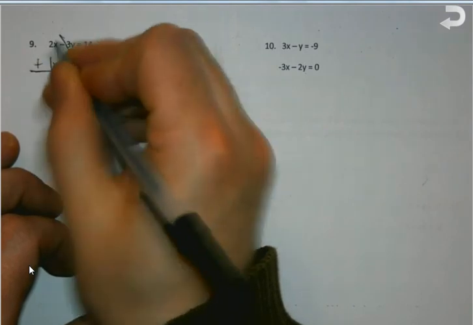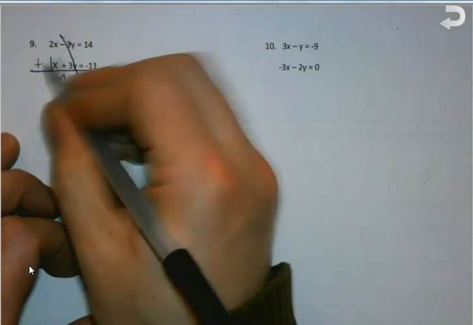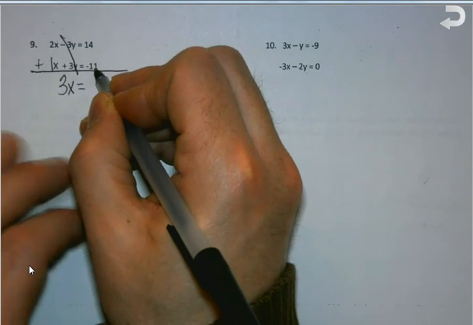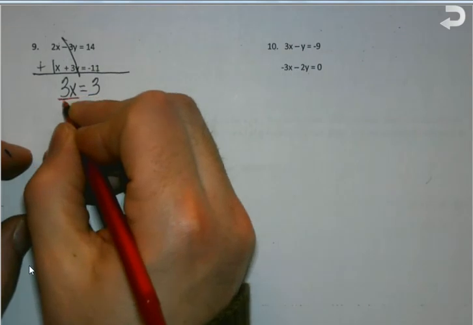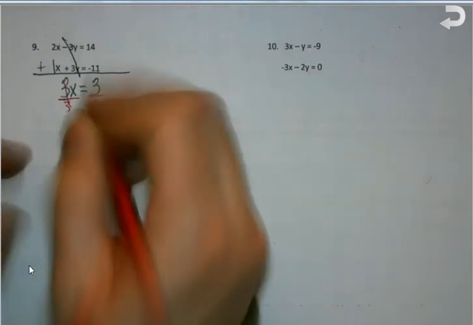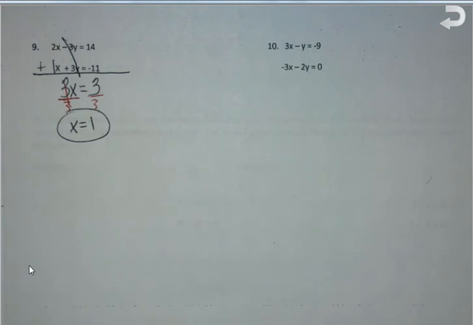So 2x plus 1x is 3x. 14 and -11, watch your signs, it's +3. Ooh, that went quick. Yeah, it can. And then just divide by 3. Now, unlike me on the last problem, we're going to remember to do both of these this time.